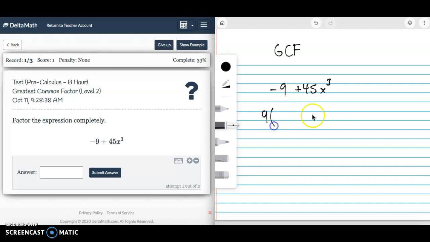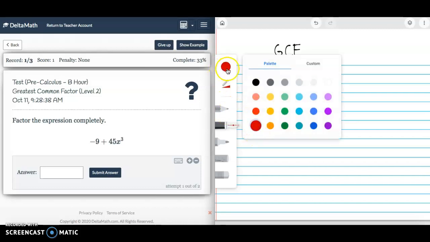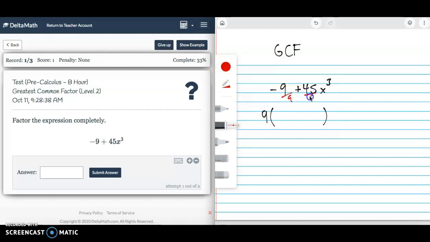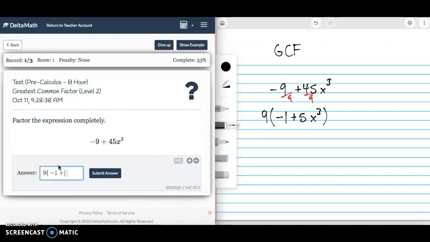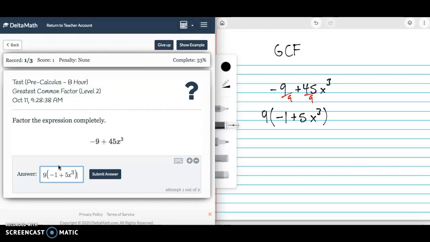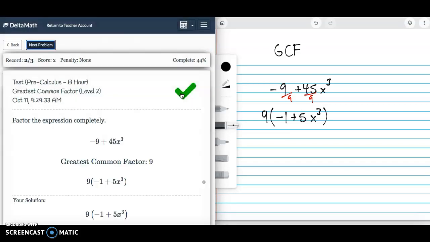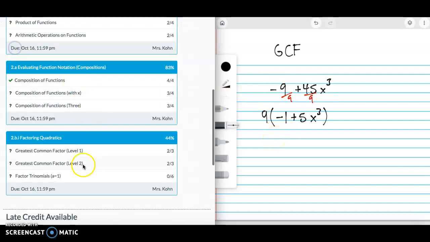So if I pull a 9 out, to figure out what's left over, again, for numbers, you can just think of it as dividing by that number. So negative 9 divided by 9 gives me negative 1, and then plus 45 divided by 9 gives me 5, and then that x cubed is still there. Let's see if that did it for us. Yep, it's fine with that. So I wouldn't really worry about pulling out a negative unless they're both negative. That's what we've confirmed. All right, let's go ahead and do factoring with trinomials now.